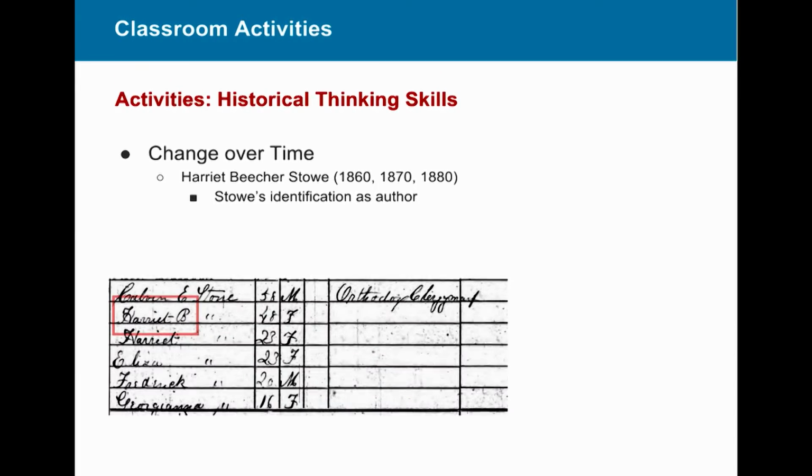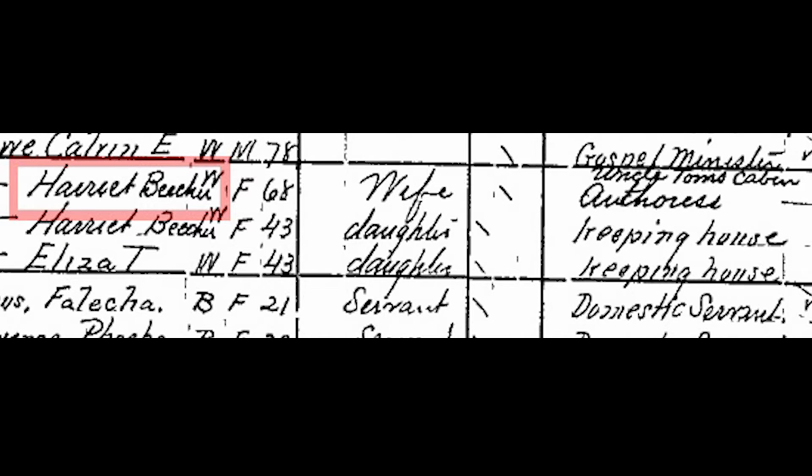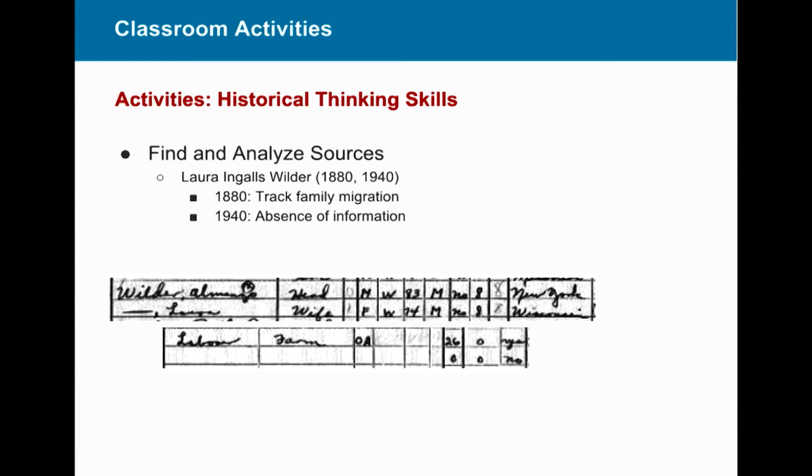Change over time. Harriet Beecher Stowe, who wrote Uncle Tom's Cabin, from 1860 to 1880, her occupation changes dramatically. This is 1860, and as you can see in the blank space next to her name, there's no occupation listed. By 1880, however, she was listed as authoress, and they even wrote the name of the book that she wrote above authoress. So she had been very famous at this point for over 20 years, and they even included that in the census. This will help you find and analyze sources too when you track famous people especially.